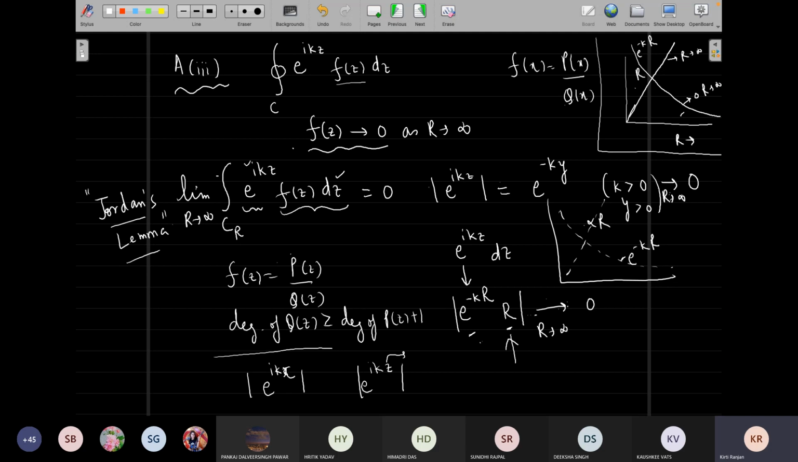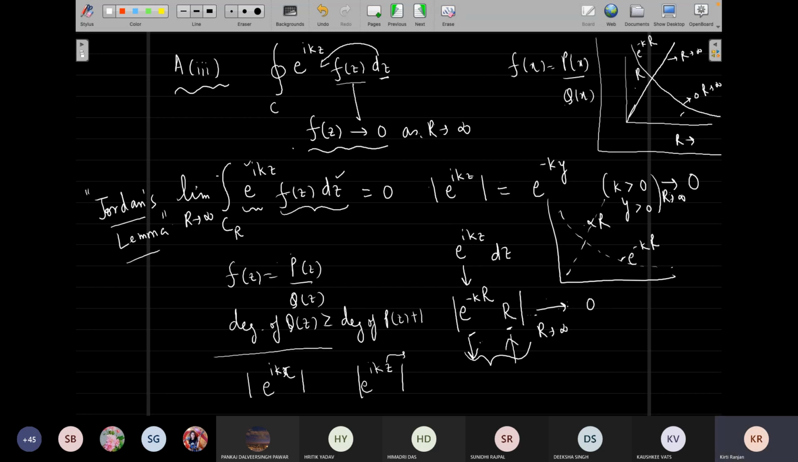And that is why it is said that the exponential attenuation of the function will compensate for the increase in r, such that the combined result will always go to 0 as r tends to infinity. That is what Jordan's lemma was. And hence this dz portion of our integral will be taken care of by this e^(ikz) factor.